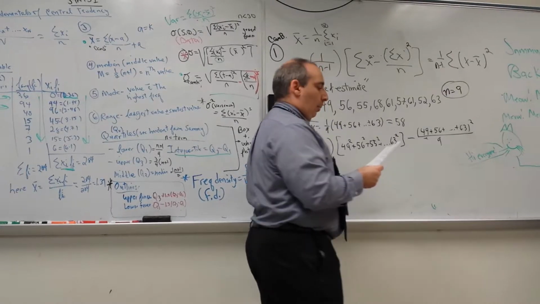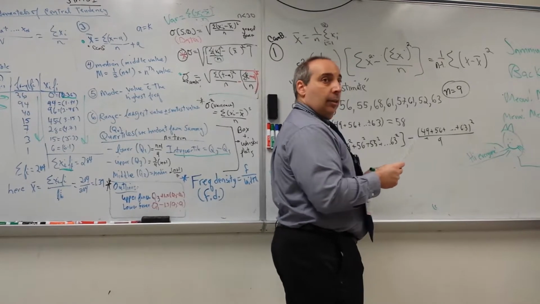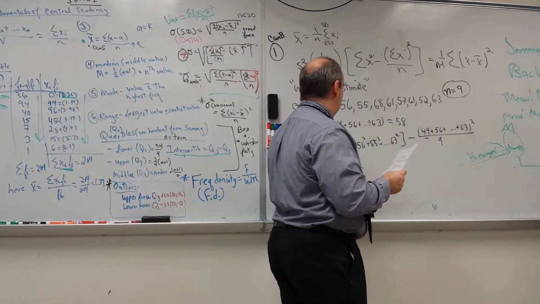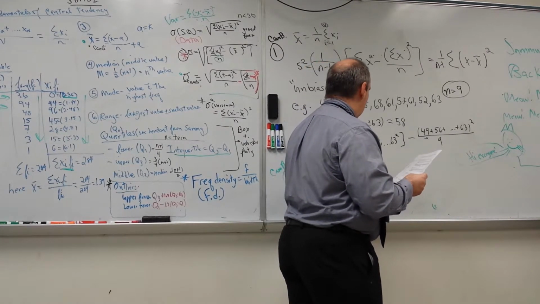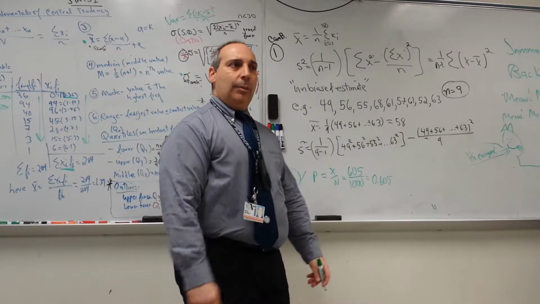So, how many people were positive for whatever you're looking for? 605, right? How many total people? 1,000. So your sample population proportion, I should say, is 0.605. You with me there? Yeah. That was tough, right? That was no big deal.